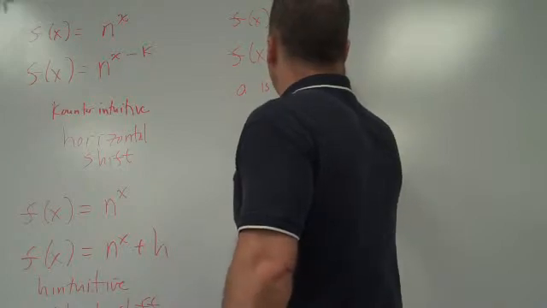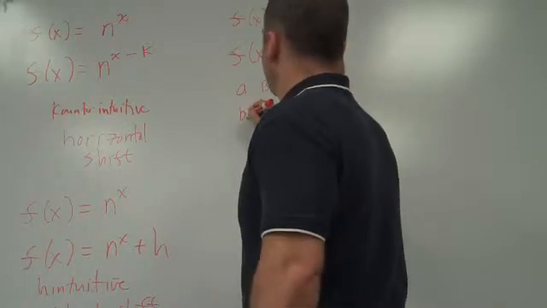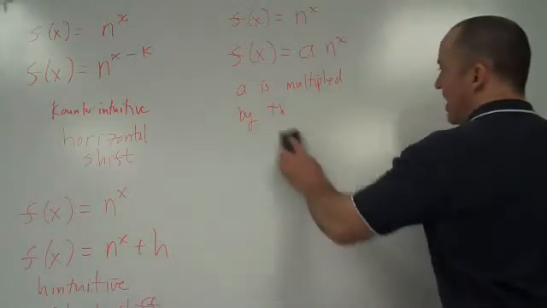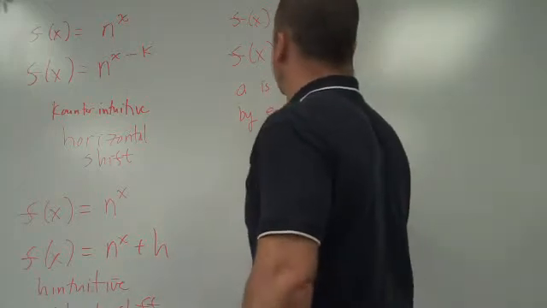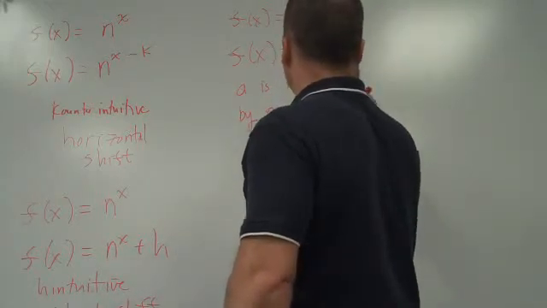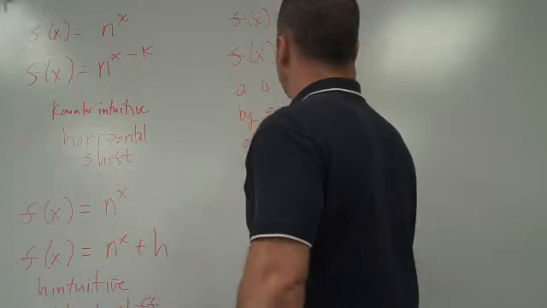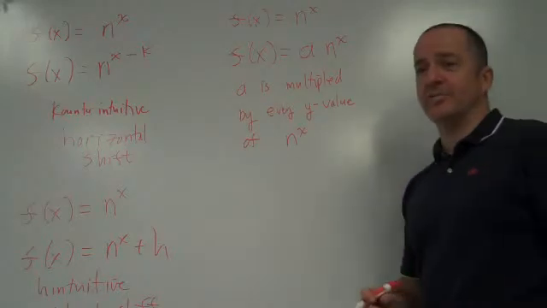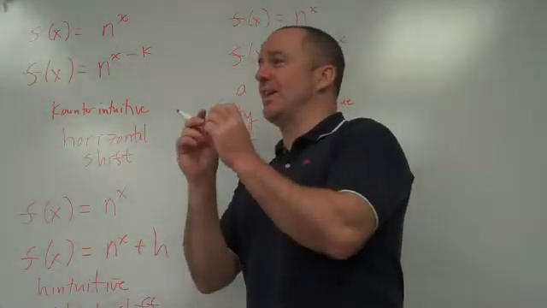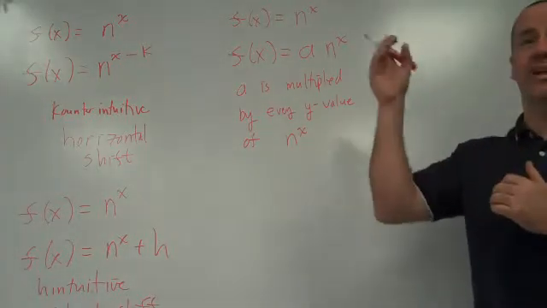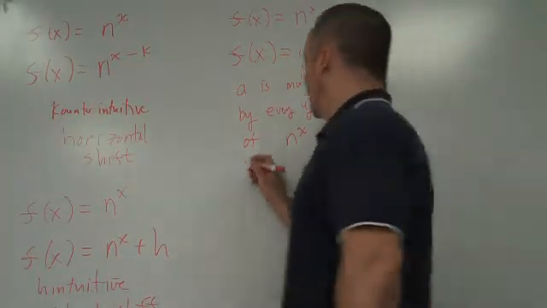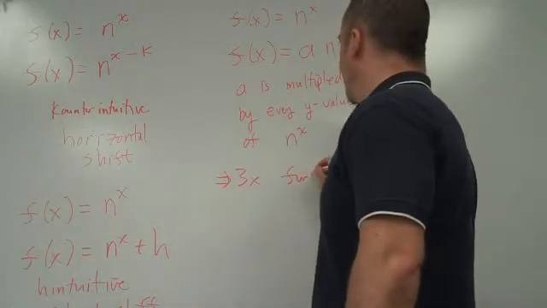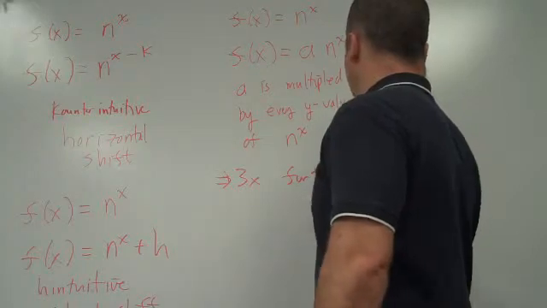a is multiplied by every y value of the original function, which was just n to the x. You guys are ready for a new phrasing. A is multiplied by every y value. If this passed through a y value of 1, it will now pass through a y value of 3. Everything gets 3 times further. Another way to think of this is everything gets 3 times further from the x-axis.